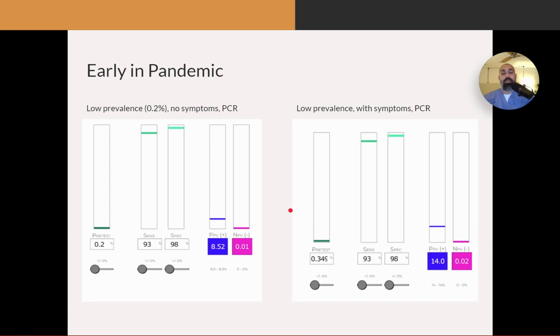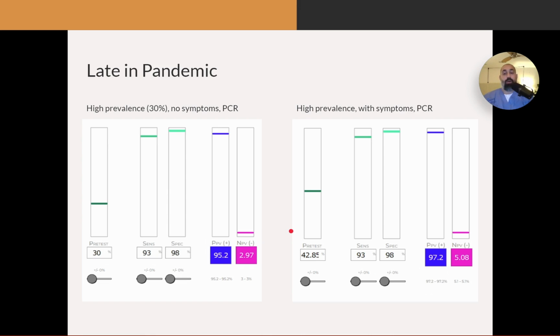Now, if there was also low prevalence and the person was having a cough, slightly higher pretest and a slightly higher posttest, but still not very good. Now, late in the pandemic, currently, if we get a PCR with high prevalence, it's very accurate. A positive test is very, very accurate. And so if we have symptoms, a positive test is even more accurate.